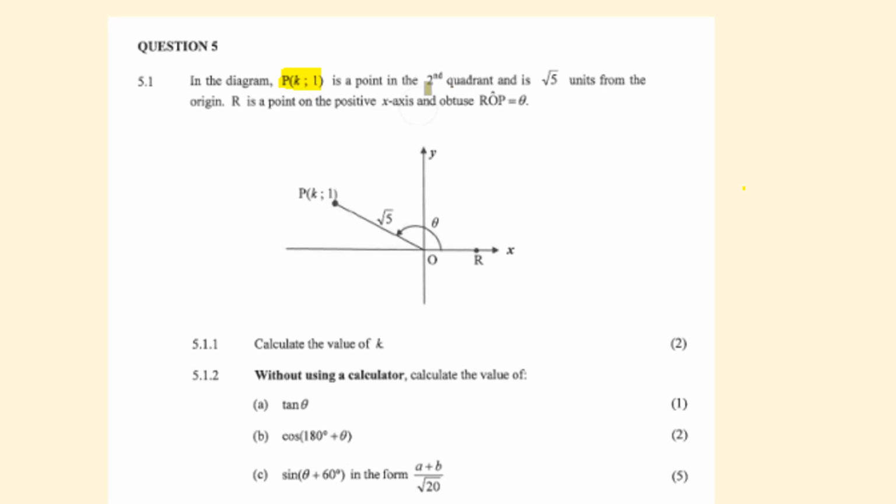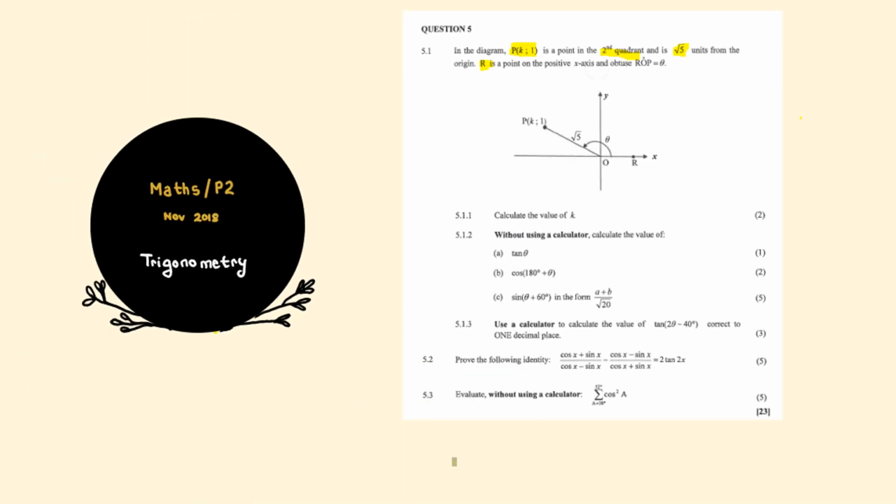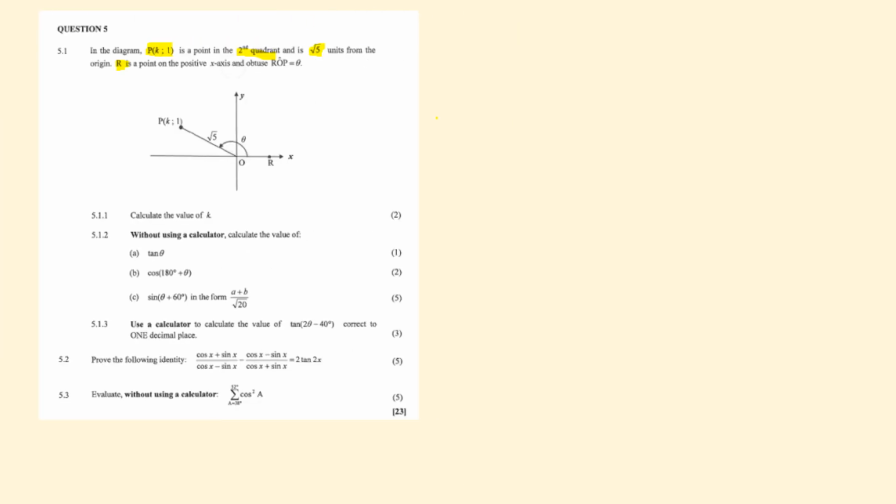Question 5 states that P is a point (K, 1) in the second quadrant and the square root of 5 is the radius of this terminal arm. Question 5.1.1 asks us to calculate the value of K. We see that the value of K is the x-coordinate in this right-angled triangle, so we can simply use the theorem of Pythagoras.